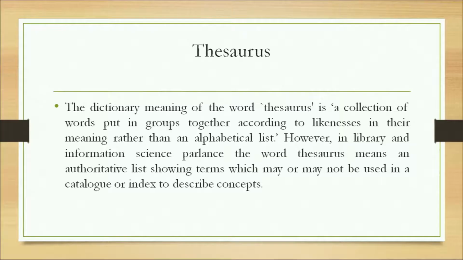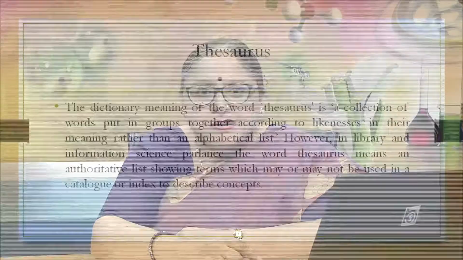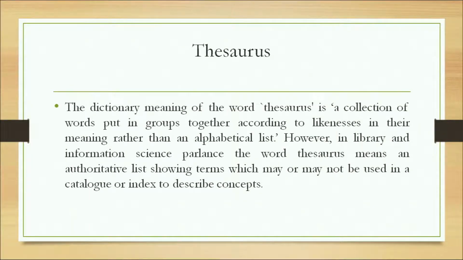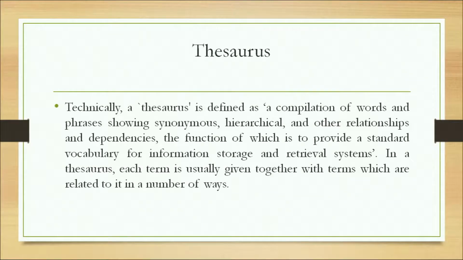Now learners, let's talk about thesaurus. The dictionary meaning of the word thesaurus is a collection of words put in groups together according to likeness in their meaning rather than in alphabetical order. However, in library and information science parlance, the word thesaurus means an authoritative list showing terms which may or may not be used in a catalog or index to describe concepts of documents. Thesaurus is defined as a compilation of words and phrases showing synonyms, hierarchical and other relationships and dependencies, the function of which is to provide a standard vocabulary for information storage and retrieval system.